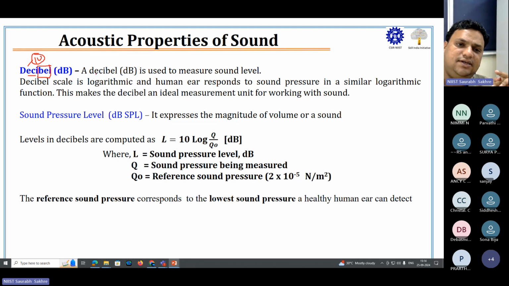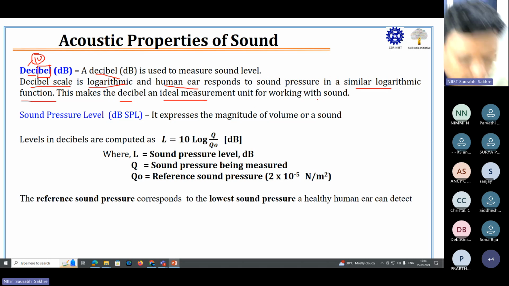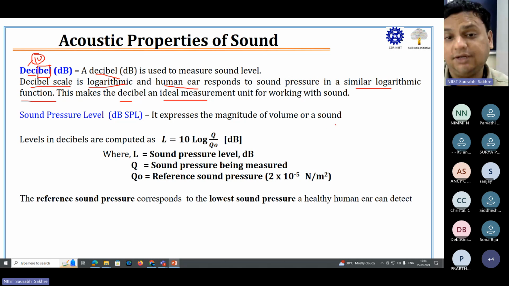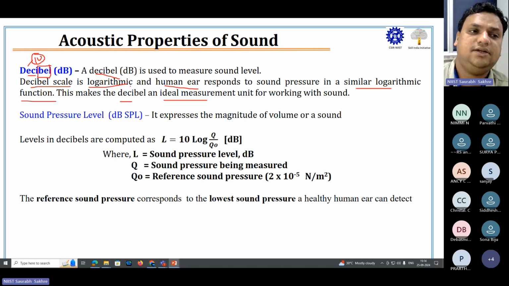So what is a decibel? A decibel is used to measure sound level. The decibel scale is logarithmic, and the human ear responds to sound pressure in a similar logarithmic function. This makes the decibel an ideal measurement unit for working with sound. There was a lot of research on it, and they observed that sound propagates in a logarithmic function, which is very similar to what a human ear would hear. So that's why we report sound in decibels.